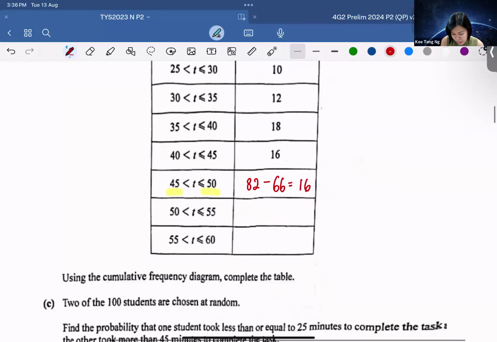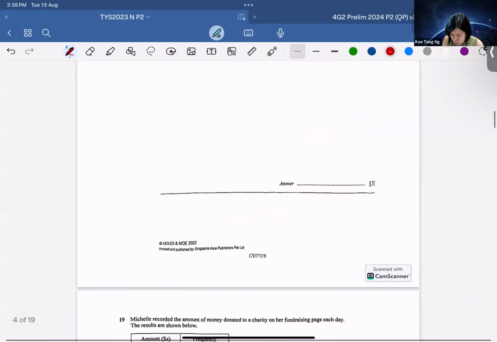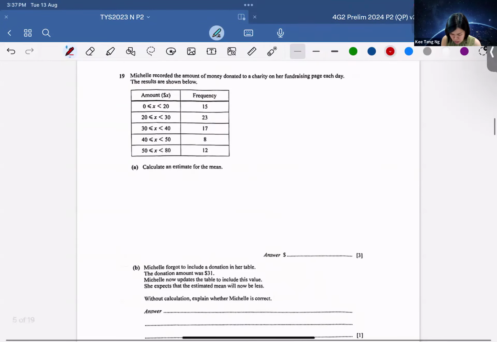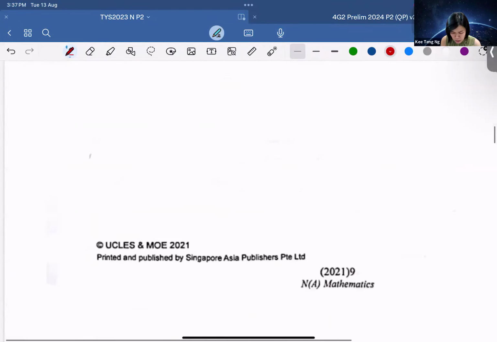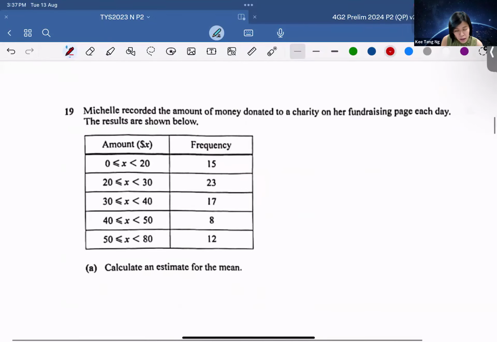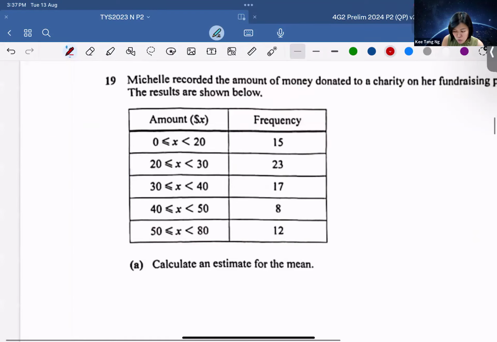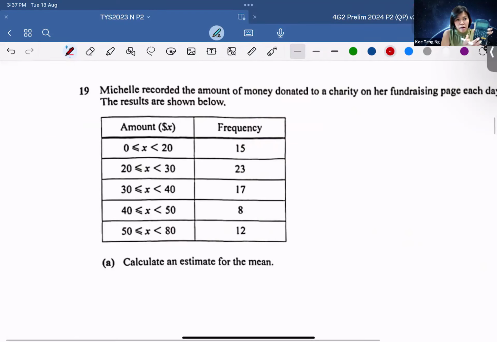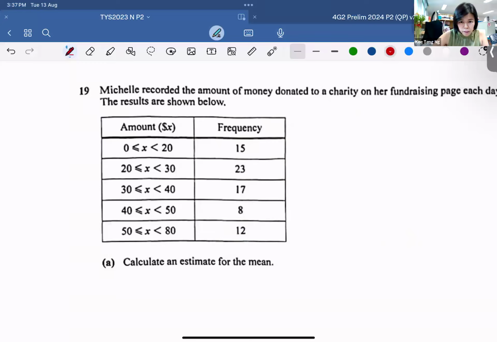Okay. Now I'm going to look through another question. This one I think is a 2021 paper, maybe paper 1 or paper 2, cannot remember already. I just want to highlight to you. Do you remember how to use your calculator? Oh, this one cannot show you without my background.